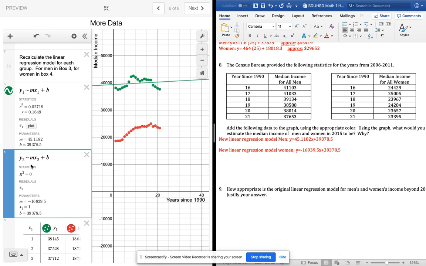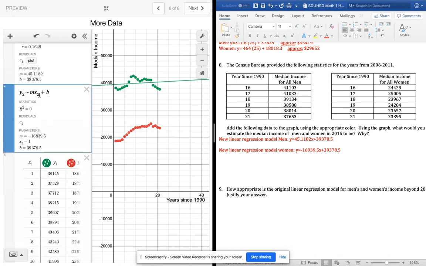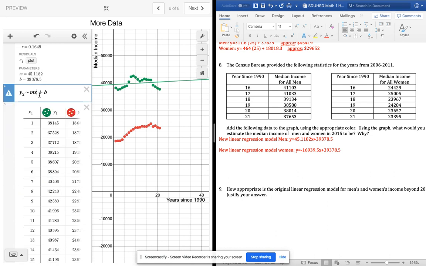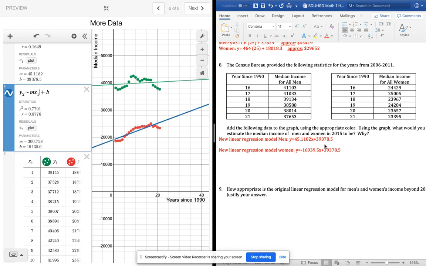So that's interesting. Why is it graphing it for me? Oh, you know why? Because I used x sub 2. That's wrong. Okay, let's fix this. Sorry about that. I was thinking it doesn't look negative. So actually we have y equals 300.7458x plus 19,130.6. And then we can see that it's positive also.